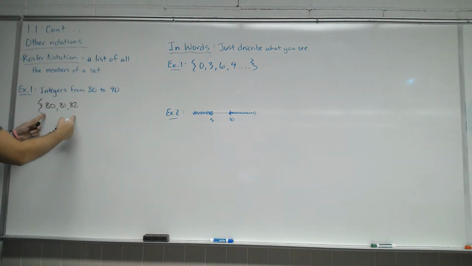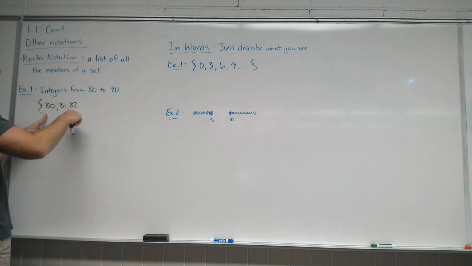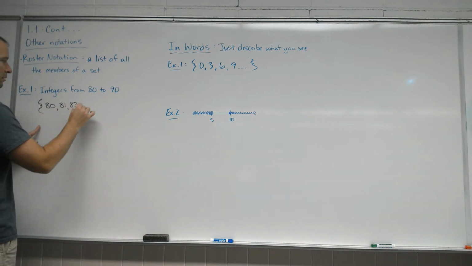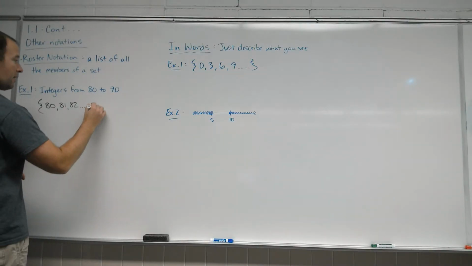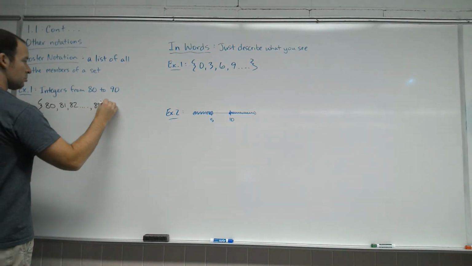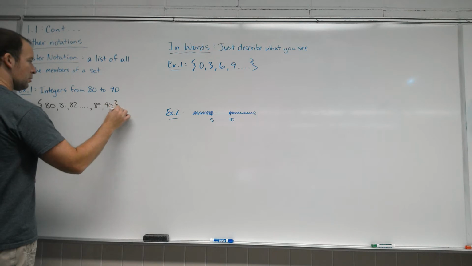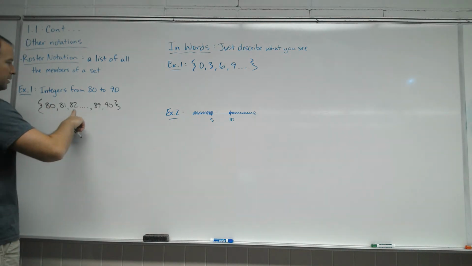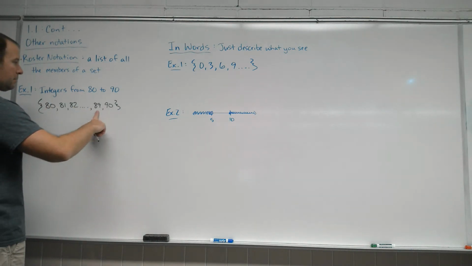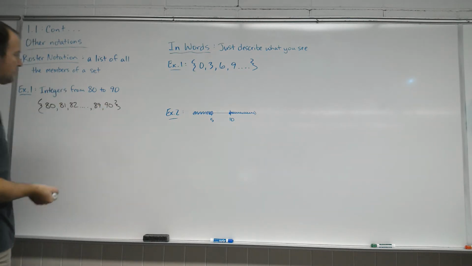Once you've established a pattern, so 80, 81, 82, I can see that I'm counting by ones. So give it a few dots, up to 90. So then comma, 89, 90. So if you want to condense it like that, that's not a big deal. If you want to write them all out, totally fine. But you can see the integers 80, 81, 82, and so on, up to 89 and 90. So roster is really easy to do. Just list what's there.